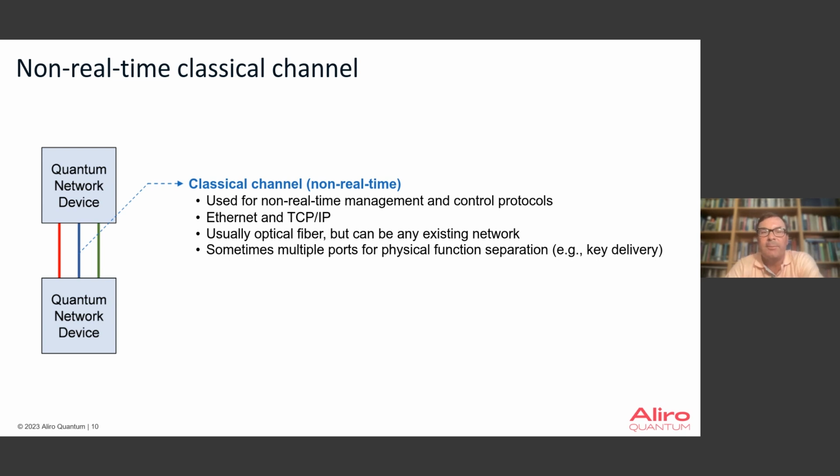These non-real-time control protocols can be carried over the non-real-time classical channel, which is the one shown here, along with orchestration and management protocols. This non-real-time classical channel uses completely normal TCP/IP and Ethernet networks. So you can continue to use your existing classical network with routers and switches for this particular channel.